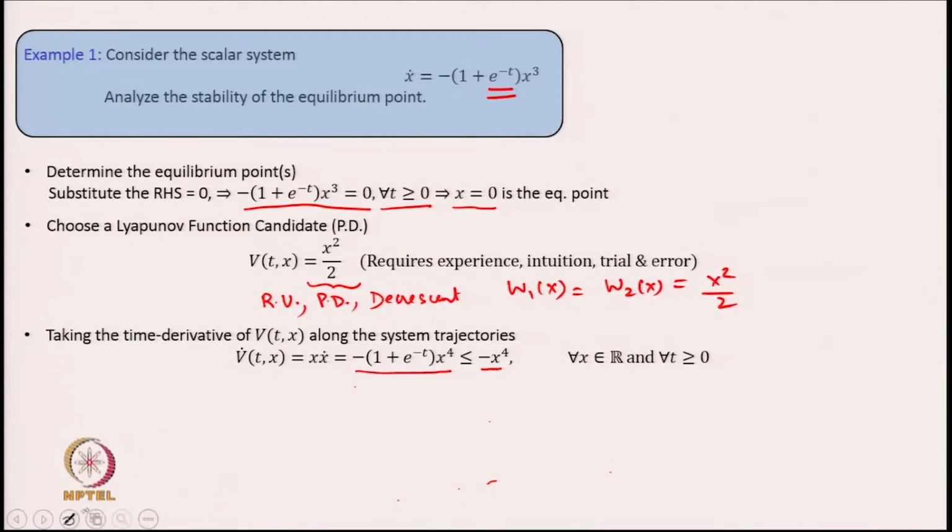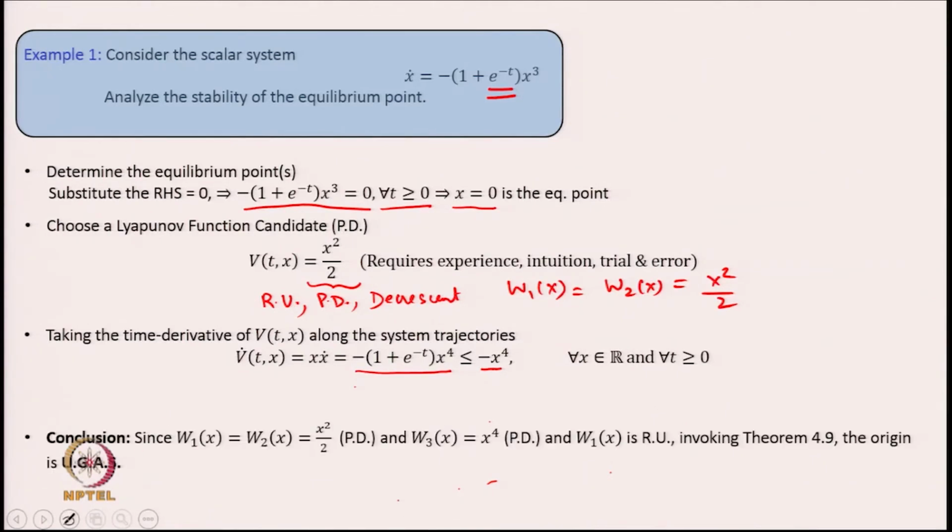So, can we conclude anything from here? As we said, we have been able to choose a Lyapunov function candidate which is positive definite, radially unbounded and decrescent. Further, we have also been able to find a W3 which is positive definite, so we can invoke theorem 4.9 and conclude that the origin is in fact uniformly globally asymptotically stable.